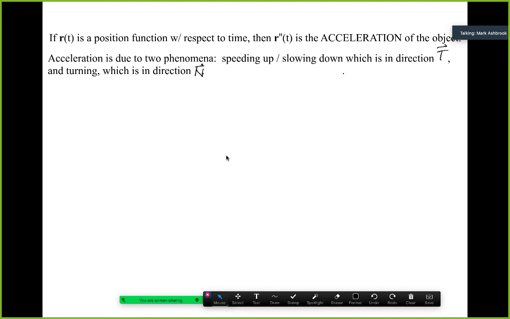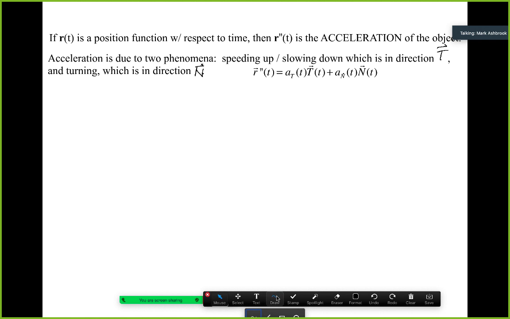Okay, and so because t and n are exclusive from one another, they're orthogonal, so they share nothing in common. To get the total acceleration, or this r double prime, it's simply going to be the sum of those two components of acceleration. Components sum up to the whole vector, and they're orthogonal to one another.